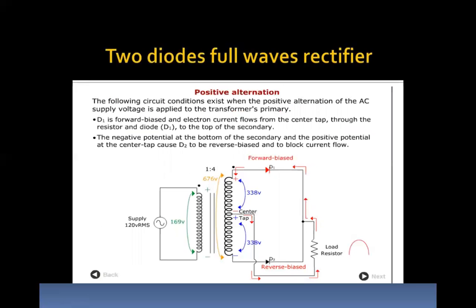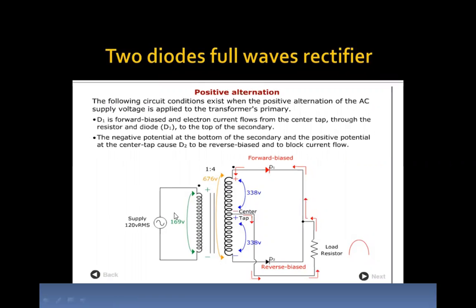How does it behave? If you see the operations now, what will happen? See, this is a transformer again, a primary coil and a secondary coil. This is first for the positive alternation. The following circuit conditions exist when the positive alternation of the AC supply voltage is applied to the transformer's primary.